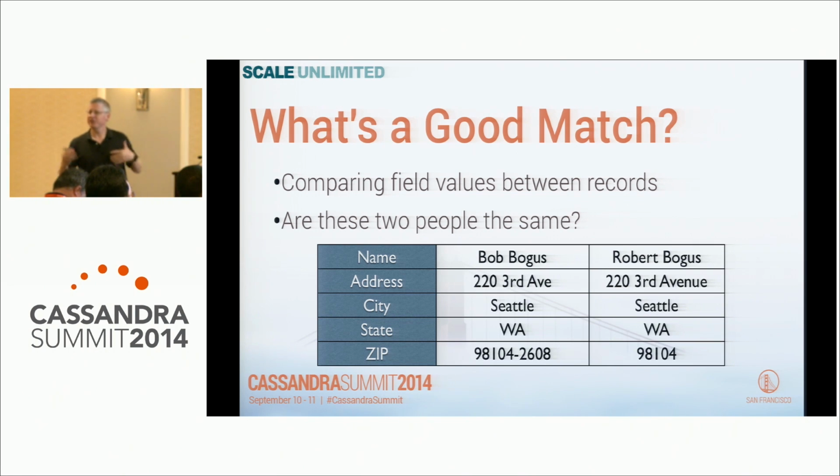Everybody says yes, because as a person, you look at it and you know, oh, zip code matches, the +4 part is like a subspecifier or whatever, it's okay. And Bob and Robert, those are sort of equivalents, those are synonyms. So you would look at that and you'd say, yep, those are exact matches.